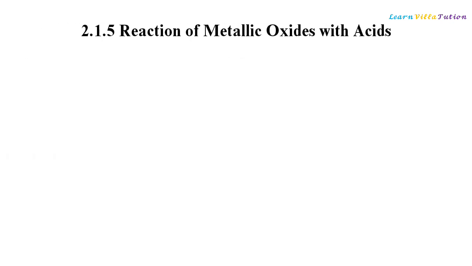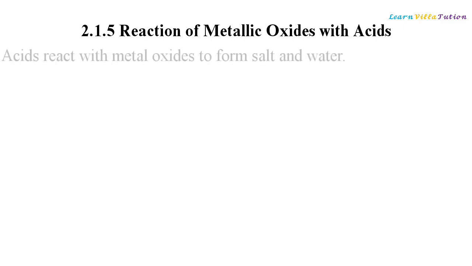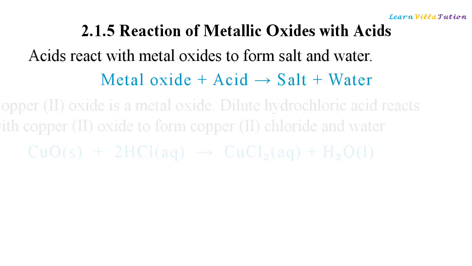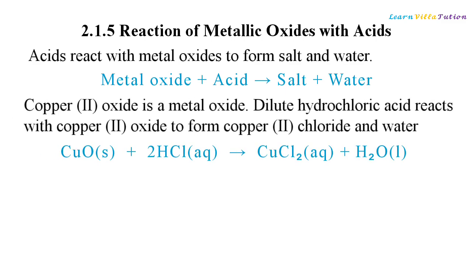Reaction of metallic oxides with acids. When acids react with metal oxides, they form salt and water. Metal oxide plus acid produces salt and water. Copper oxide is a metal oxide. Dilute hydrochloric acid reacts with copper oxide to form copper chloride and water.